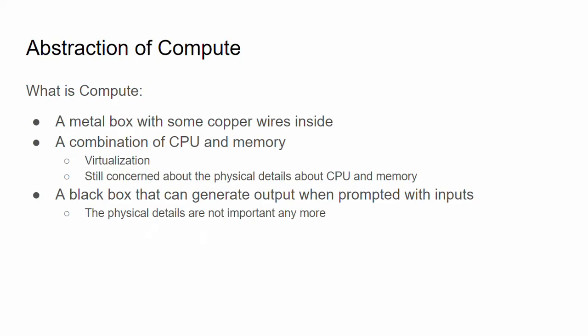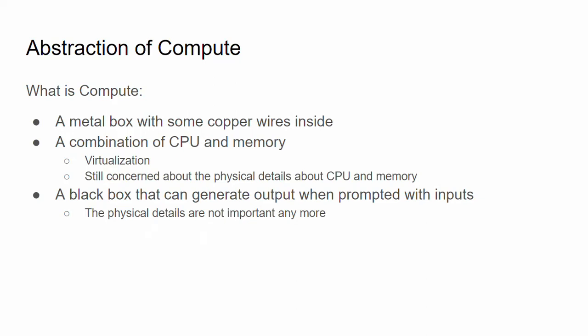If you want to further perform this abstraction of compute, you can think of compute as a black box that can generate output when prompted with inputs. It's a black box. It's a Turing machine. You just give it some information, and automatically, magically, this black box will give you some answers. And the physical details are hidden. When you think about the purpose of compute, the physical detail by itself is not important. It's truly not important. All you need to care about as a business user is just the output, the result. As long as the black box can generate the result you desire, who cares about the physical detail?